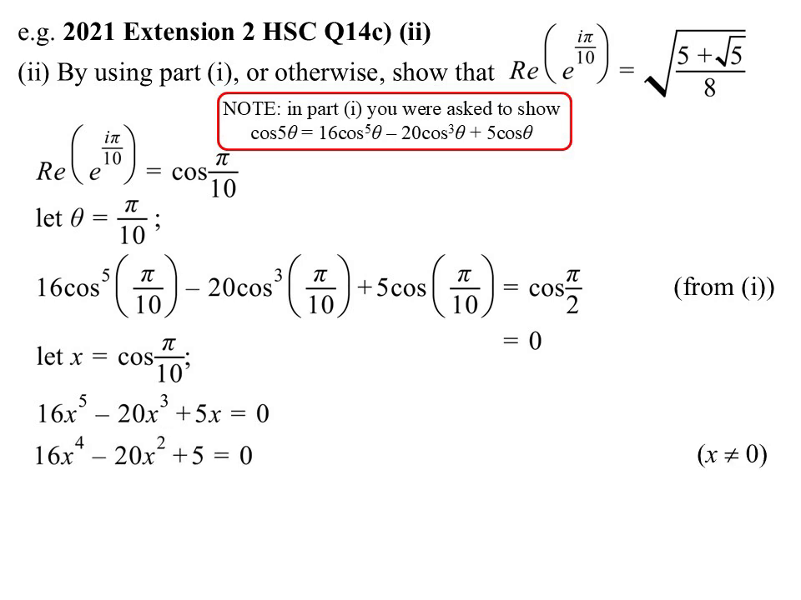Well, straight away I'm going to divide everything by x, because clearly x is not 0. I know the cos of pi on 10 is not 0, so I can divide by that. I'm not dividing by 0. That's fine. It gives me a little bit easier equation to solve.